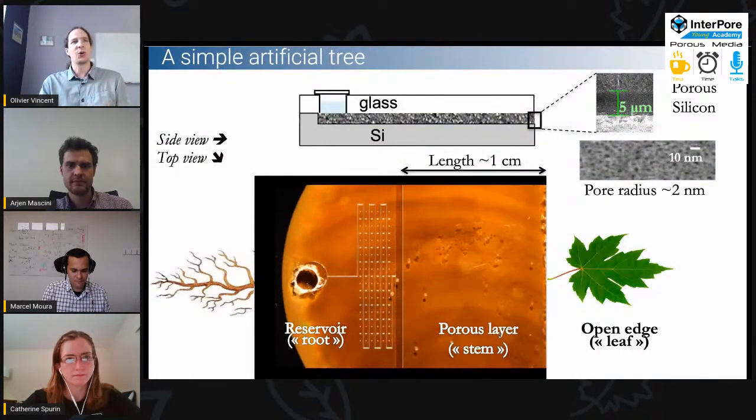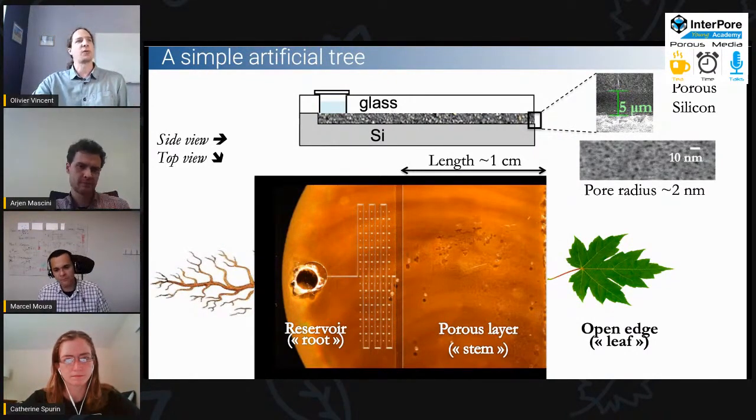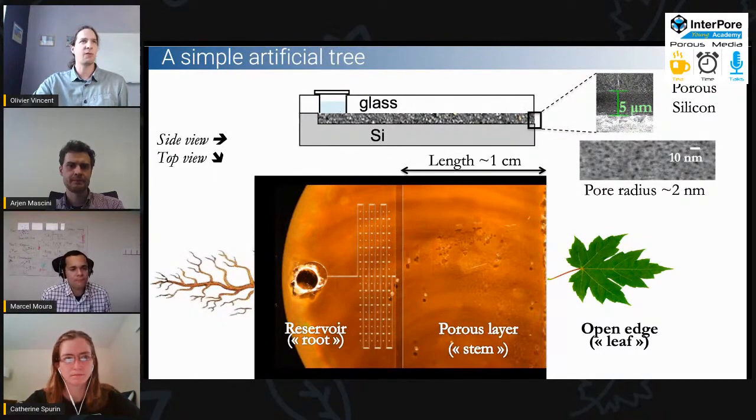What I'm going to show here is what I would call the simplest version of an artificial tree that we could think of, and it's something we built in the lab at Cornell. It's basically a sandwich between silicon and glass. It's some 2D microfluidic structures, if you like, but it's very simple. There's a reservoir on the left filled with water, and there's an open edge on the other side. The only way for the water from the reservoir to exit the system is to flow through this nanoporous layer to the evaporative edge here.